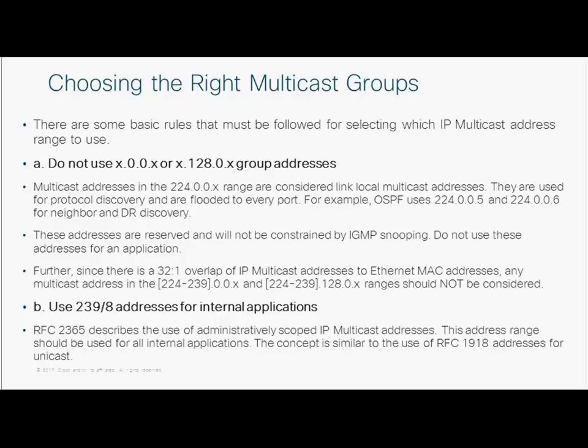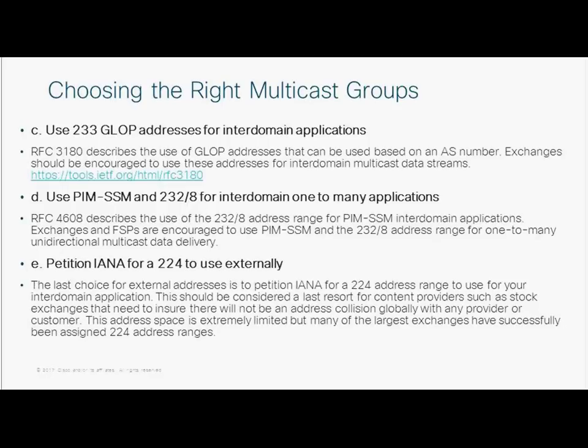Okay, I didn't mention that, but the 224.0.0.0/24s are only link local multicast messages. That means that it won't go beyond the directly connected device. But for all the others, there are very well defined groups that we can use depending on the application that we want. We should use the 233 GLOP addresses for interdomain applications, PIM source specific multicast, okay? And if we need to use external addresses, we can request the 224s from IANA. Those are public IP addresses for the multicast groups.